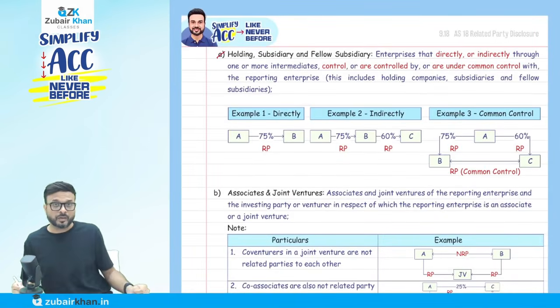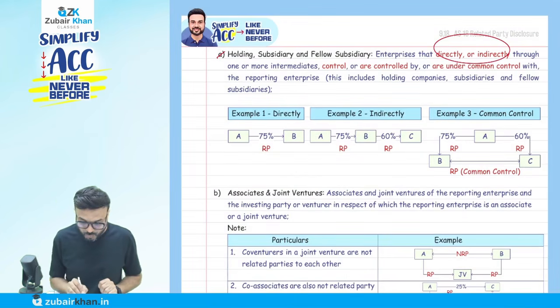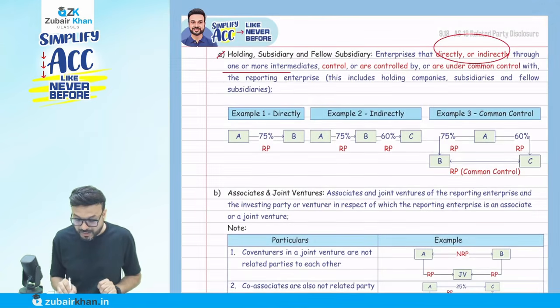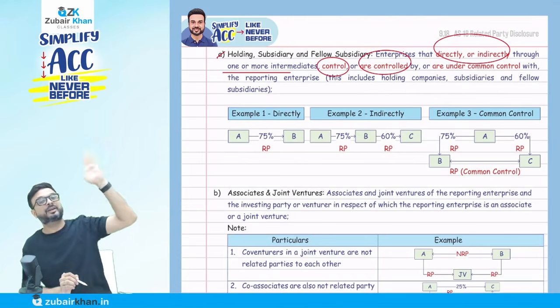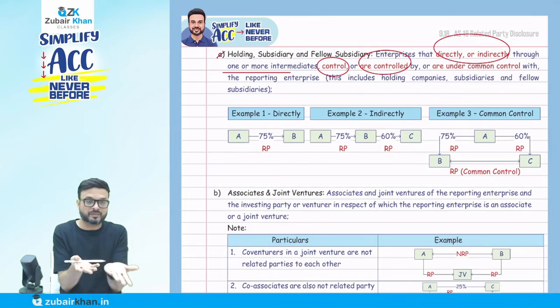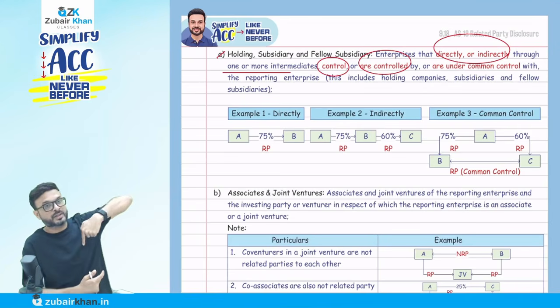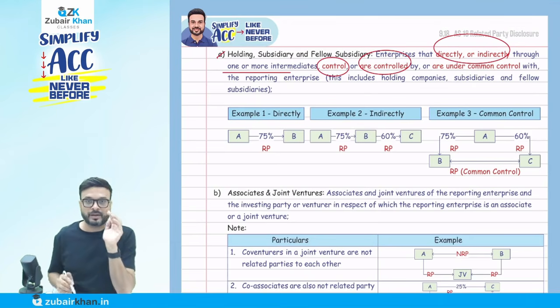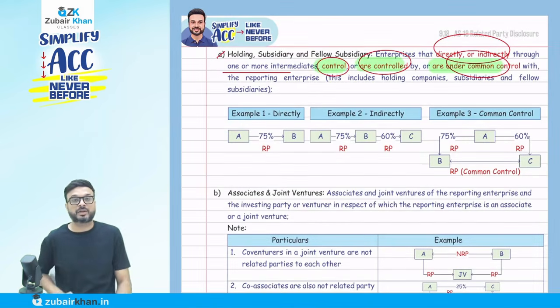Now first, holding, subsidiary and fellow subsidiary: enterprises that directly or indirectly, through one or more intermediaries, control or are controlled by, or are under common control with, the reporting enterprise. It means if we are controlled by someone, they are a related party, and if someone is controlling us, they are also related to me. It is not that only if we control someone are we related. If we are controlling someone, we are related; if someone is controlling us, then they are also related to me. Okay, I will take some examples. Control, controlled by, or under common control are the three important terms. This includes holding company, subsidiary company, and fellow subsidiary.